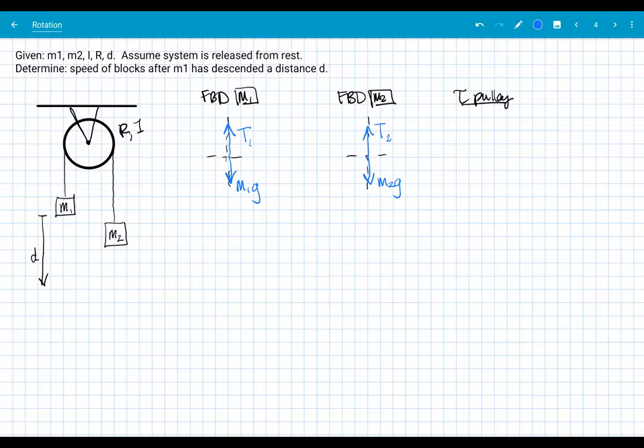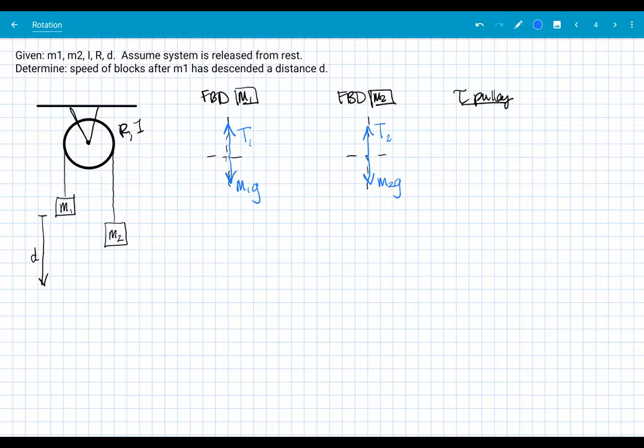If you think about this, why do the tensions all of a sudden have to be different? You can consider the fact that there has to be a net torque on the pulley to make it accelerate. I'm going to say that again. There has to be a net torque on the pulley to make it accelerate. If those tensions were the same, the net torque on the pulley would be 0 and it would not accelerate.